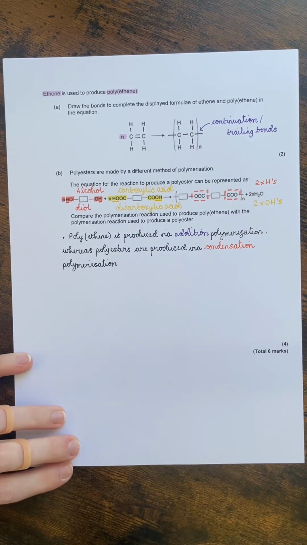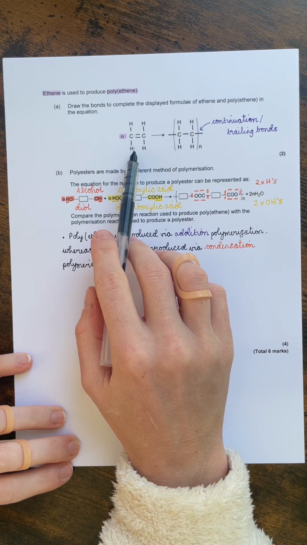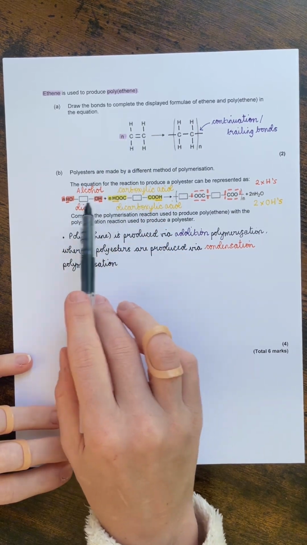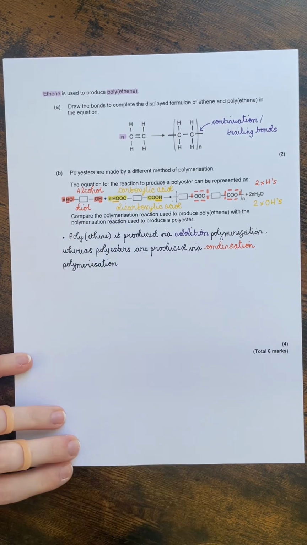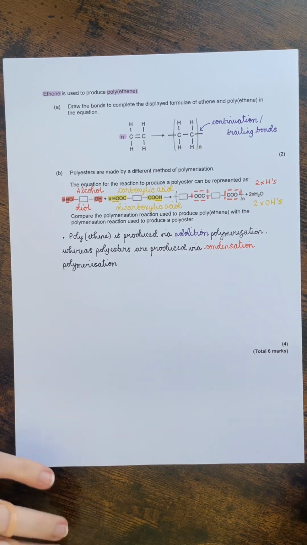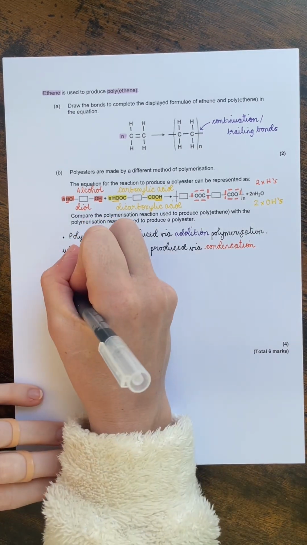So we've got one type of monomer for addition polymerization, but for polyesters we've got two different monomers that are different from each other. So that's the next thing that we can write about.